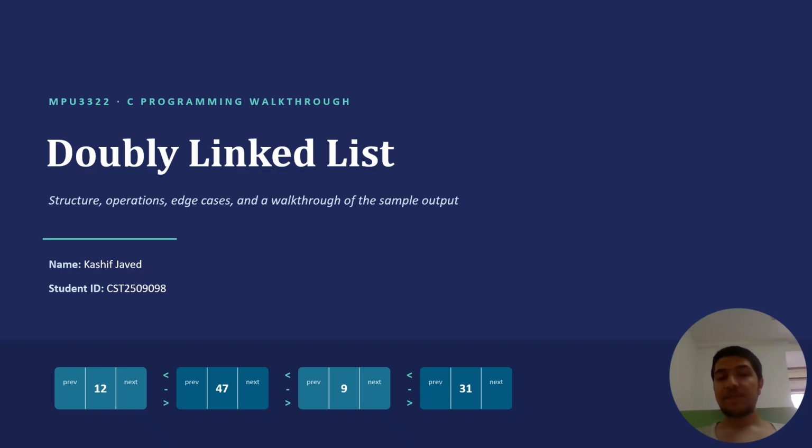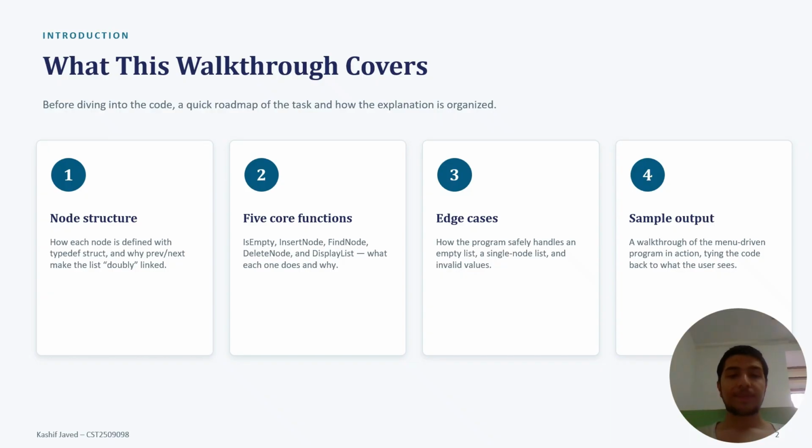In this video, I'll be walking through my C program that implements a doubly linked list. I will be covering the node structure, the 5 core functions, how I handled the edge cases, and also a quick output to show that the code actually works.